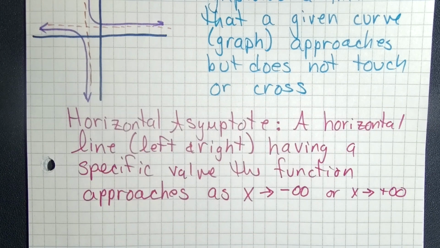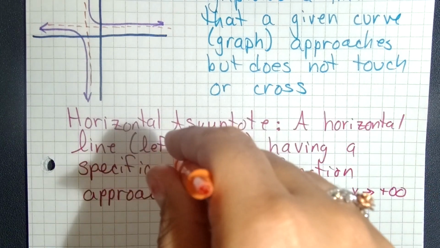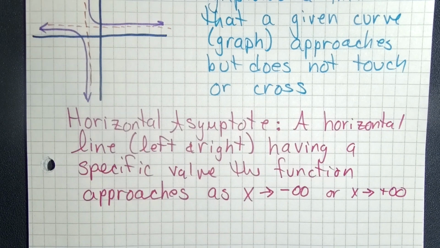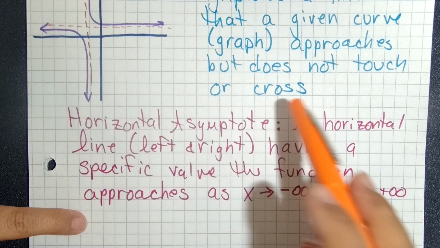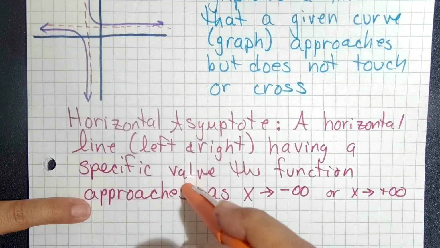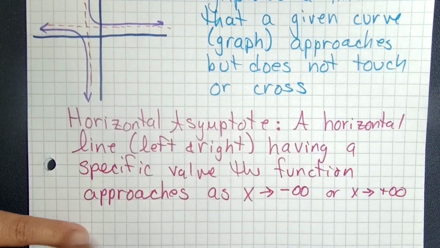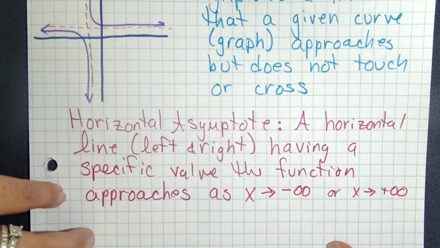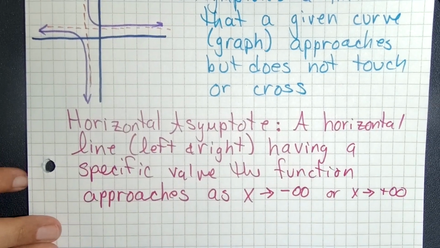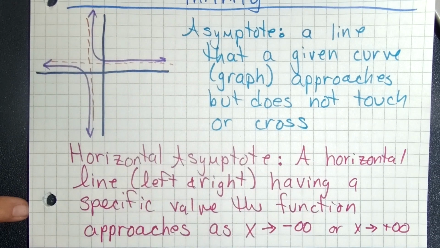Sorry, does the sentence not make sense? Did I forget a word? Let me see. Having a specific value. Oh, shoot. Wait. A horizontal line having a specific value, the function approaches, as x approaches positive or negative infinity. I know that doesn't make sense without a picture, but we're going to show you right now, okay?